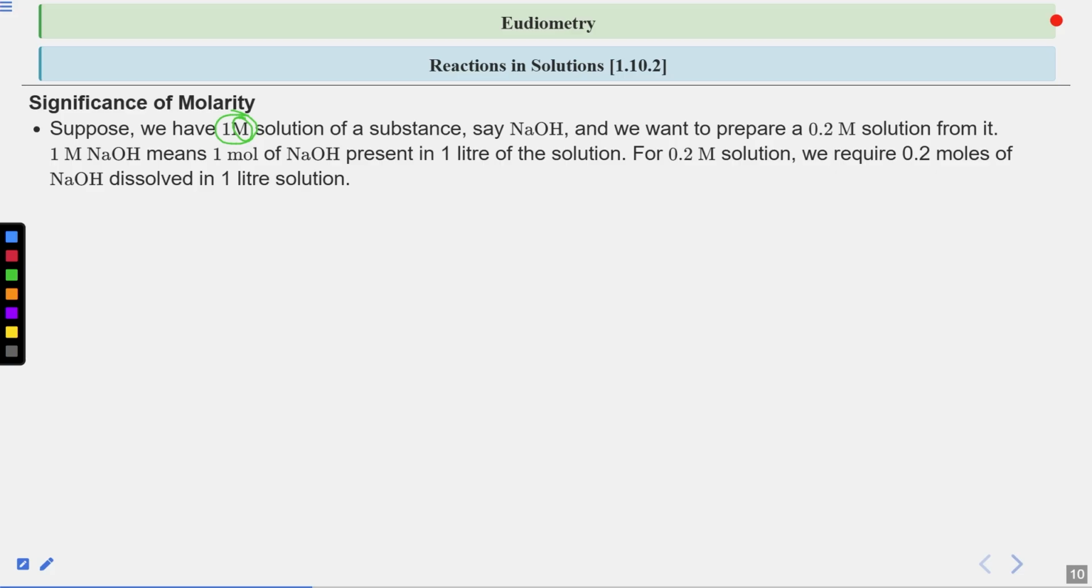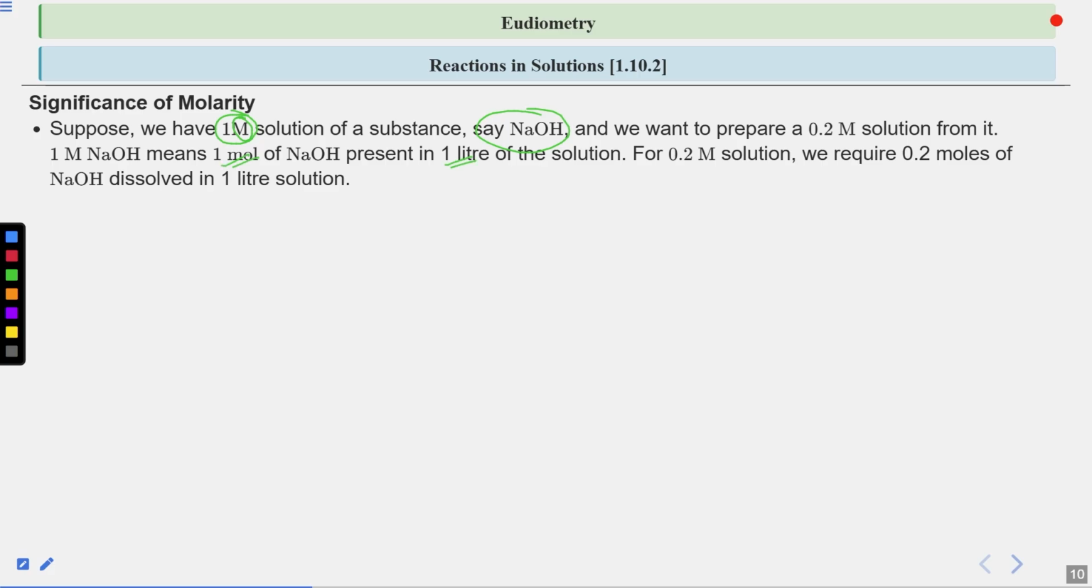Okay. Now, suppose we have a solution whose molarity is 1. So listen to it very carefully. Now, what is the meaning of this? It means that 1 mole of NaOH is dissolved in 1 liter of the solution. Again, I am repeating it. Suppose you calculated the molarity of a NaOH solution as 1. Then it means that 1 mole of NaOH is dissolved in 1 liter of the solution.